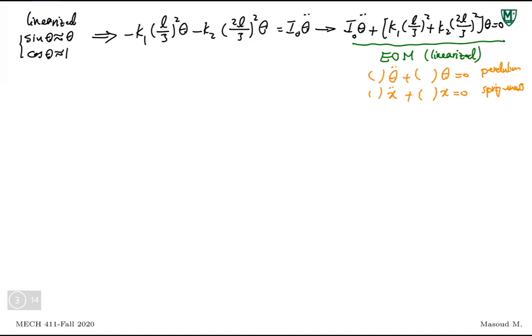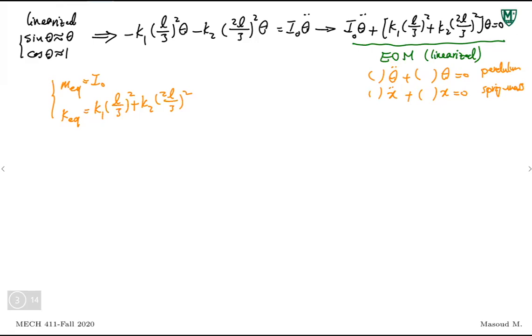So in this equation, that's what we do. We say, looking at this, I have the equivalent of mass, M equivalent, which is I_O, and I have the equivalent of a stiffness. What is the equivalent of a stiffness? Whatever we have behind theta. So that would be the whole coefficient, K1 (L/3) squared plus K2 (2L/3) squared. That's pretty much it. The rest is whatever we know from before.